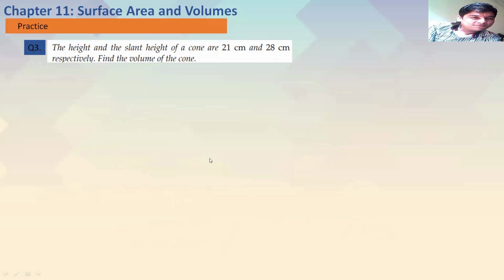Take a look at this one, Raghav. Height and slant height of a cone are 21 centimeter and 28 centimeter respectively. Find the volume of the cone. Come on, you do it this time. I want you to solve this because this is easy.